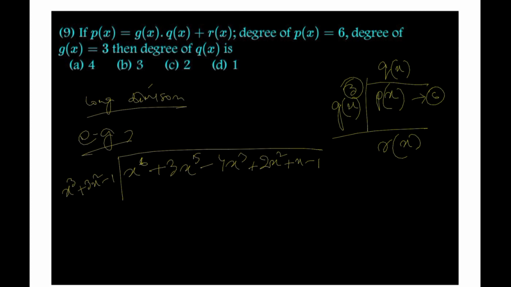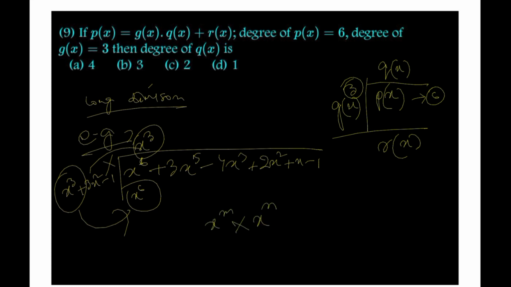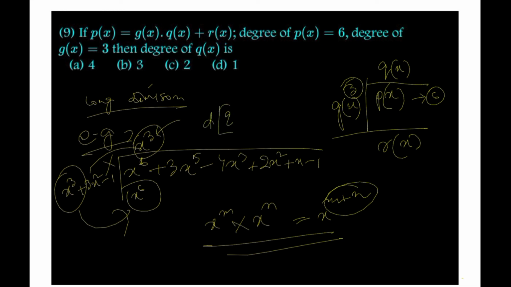We need to make x raised to the power 6 here, and for that we divide by x cube and get a quotient x cube. But how? X cube when multiplied by x cube becomes x to the power 6. Do you remember the formula x raised to the power m into x raised to the power n becomes x raised to the power m plus n? So this is what we have used here. So degree of quotient in such case becomes 3. So the answer is 3 for this question. Let's move on to the next question.